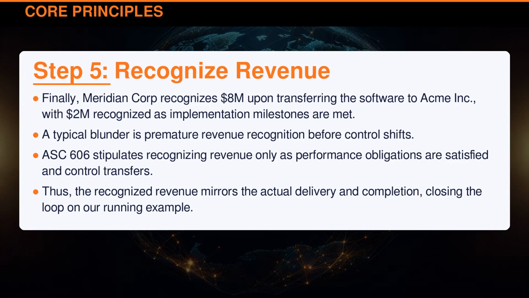Finally, Meridian Corporation recognizes $8 million upon transferring the software to Acme Incorporated, with $2 million recognized as implementation milestones are met. A typical blunder is premature revenue recognition before control shifts. ASC 606 stipulates recognizing revenue only as performance obligations are satisfied and control transfers. Thus, the recognized revenue mirrors the actual delivery and completion, closing the loop on our running example.